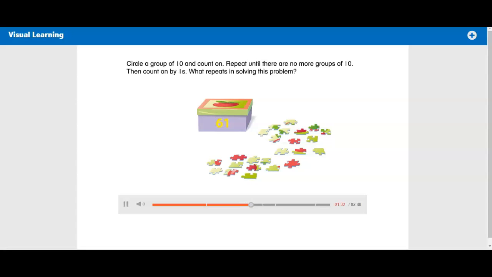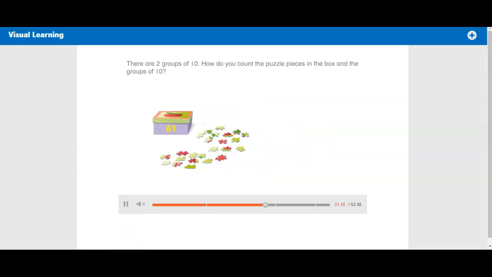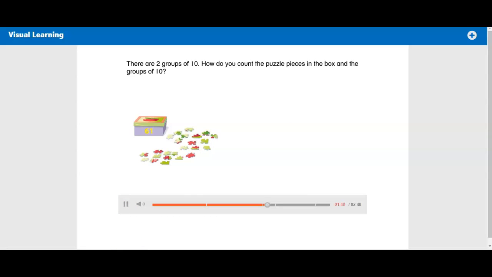What repeats in solving this problem? Circling and counting groups of 10 repeats. How many groups of 10 puzzle pieces are on the floor? There are 2 groups of 10. How do you count the puzzle pieces in the box and the groups of 10?